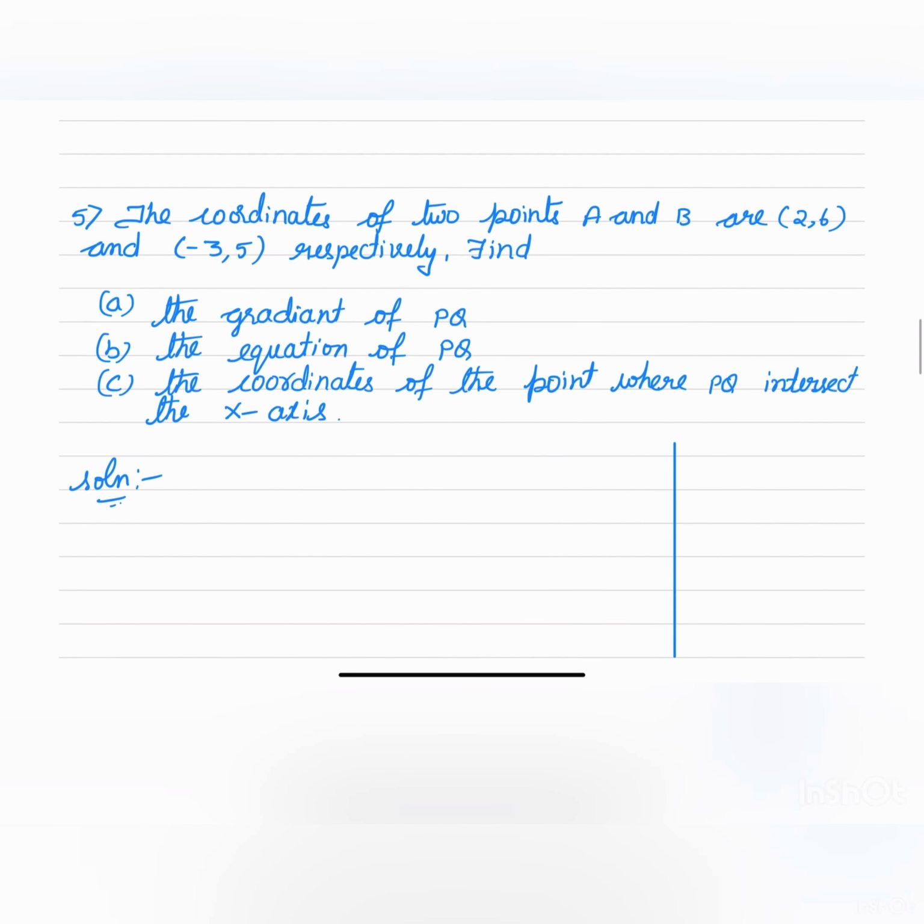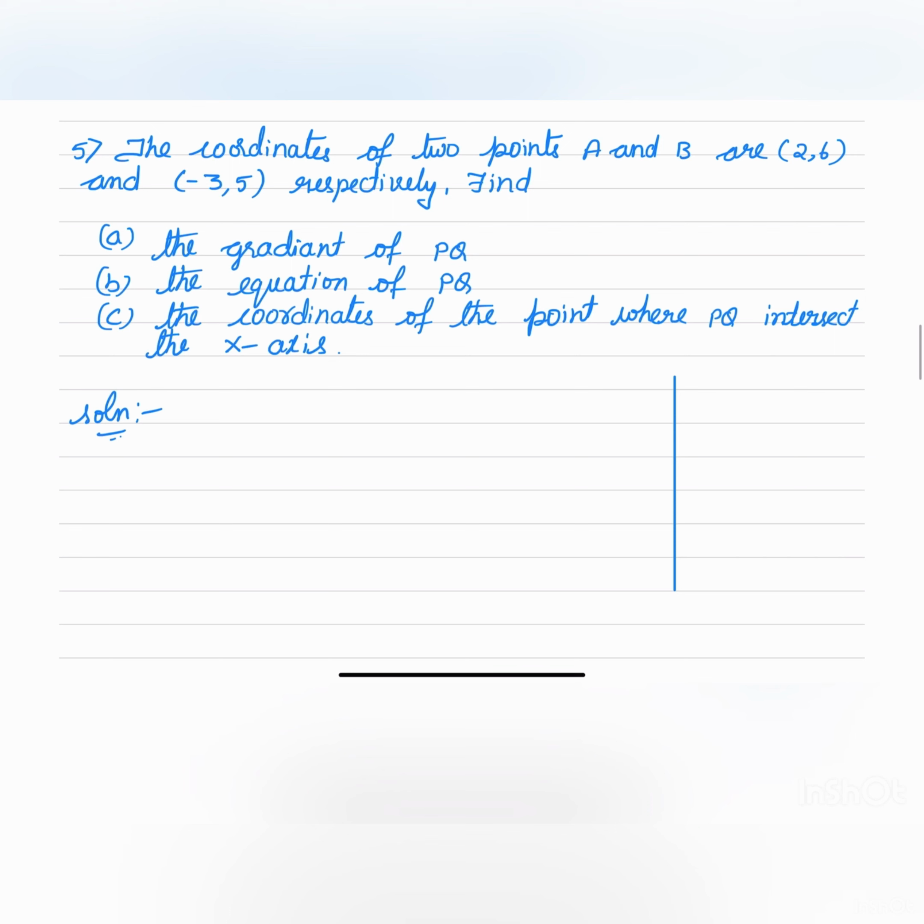Let us go for the fifth one. The coordinates of 2 points A and B are 2, 6 and minus 3, 5 respectively. Find the gradient of PQ, the equation of PQ, and the coordinate point where PQ intersects the x-axis. Okay, let us start. Gradient means it is m, or the slope. So we have to find that, and we also have to find the equation.